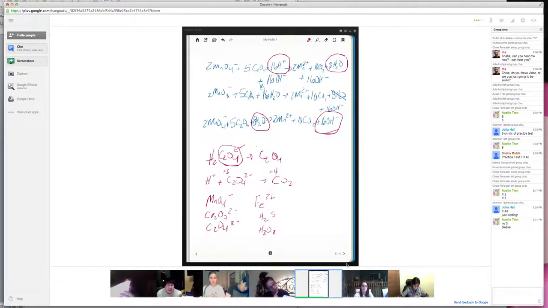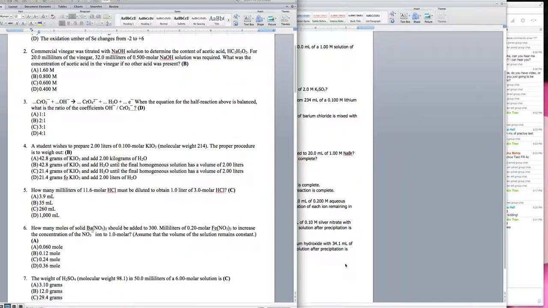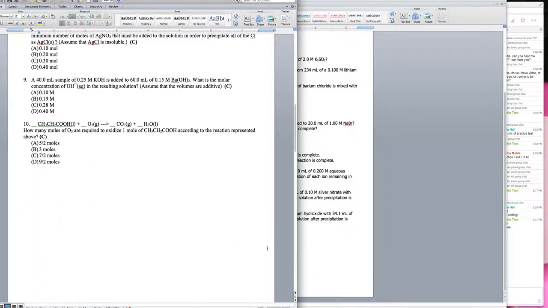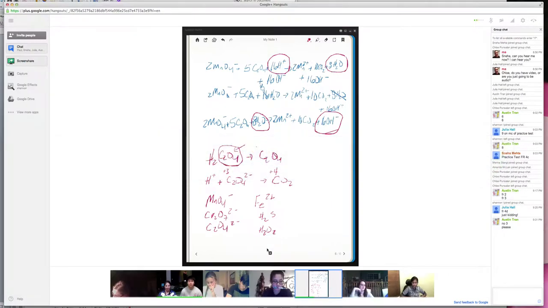Well, for balancing the equation, yes, you could use half moles. And especially because, do you guys notice that on number 10, it said that it was 1 mole of the acetic acid, the CH3CH2COOH. There is 1 mole of that, so you had to have half moles because you're starting with 1 mole. You can't change the number of acid molecules you have. So the oxidation numbers are not going to be halves. Okay, so oxidation numbers won't be halves, but balancing equations can be halves. Do you understand the difference, Julia? Yeah.